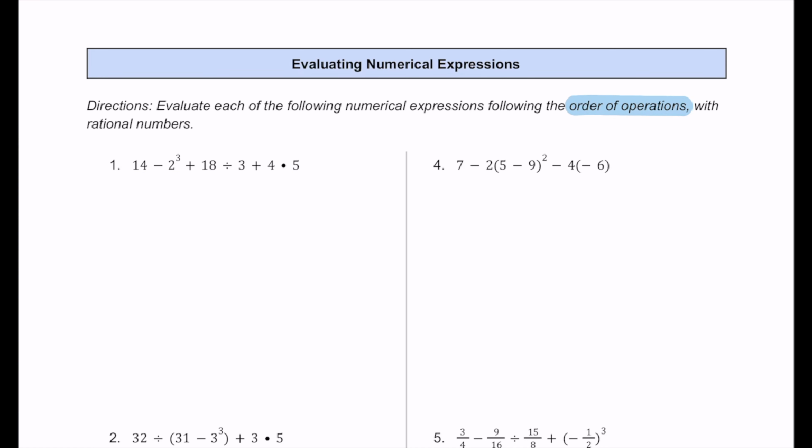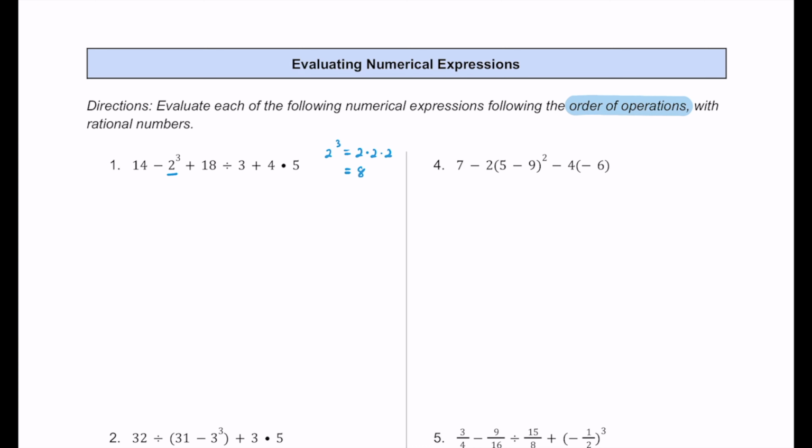So first we should think about using grouping symbols or parentheses, and we don't have any here, so we're going to move on to powers or exponents. Taking a look at this 2 to the third power, we want to go ahead and evaluate that. So remember, 2 to the third power is equal to 2 times 2 times 2. Now 2 times 2 is 4, and 4 times 2 is equal to 8. So that's what 2 to the third power, or 2 cubed, is.